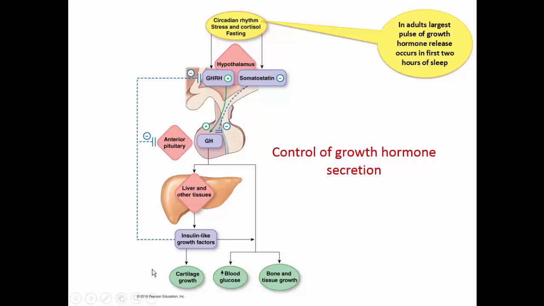Let's take a look at how insulin-like growth factor exerts negative feedback. What's shown here is a long loop feedback where insulin-like growth factor inhibits secretion of growth hormone from the anterior pituitary and also inhibits release of growth hormone releasing hormone from the hypothalamus. We also have a short loop feedback where growth hormone inhibits release of growth hormone releasing hormone.